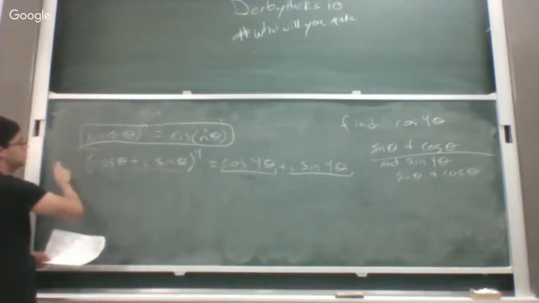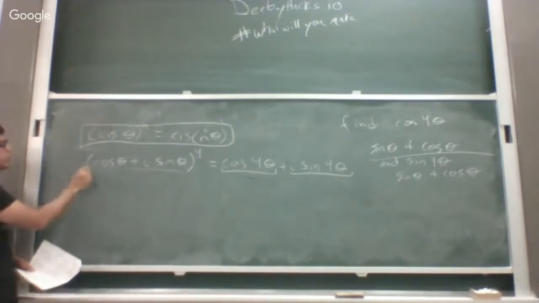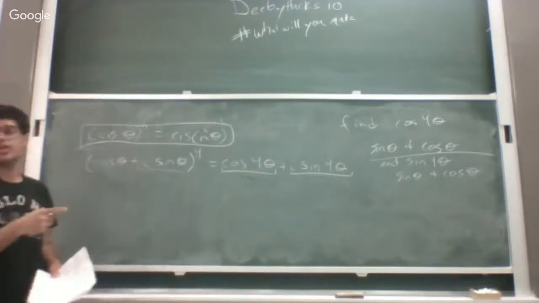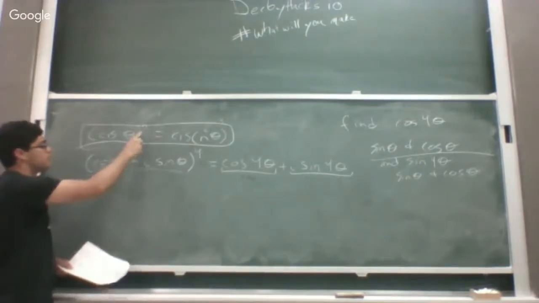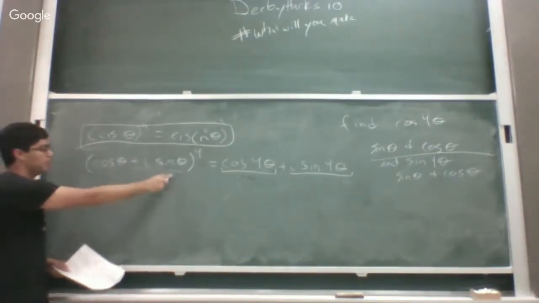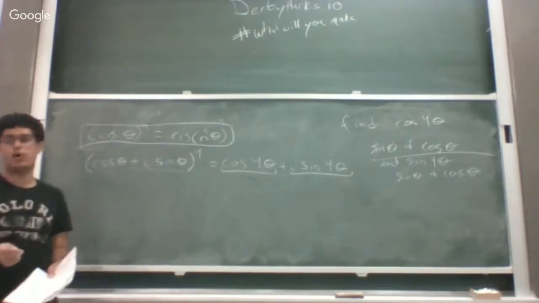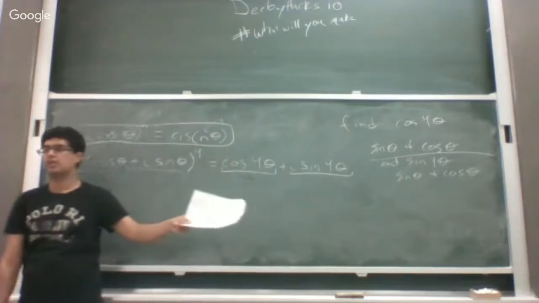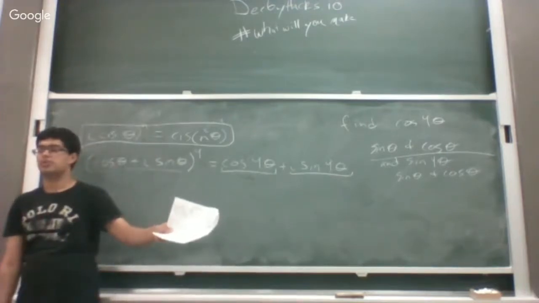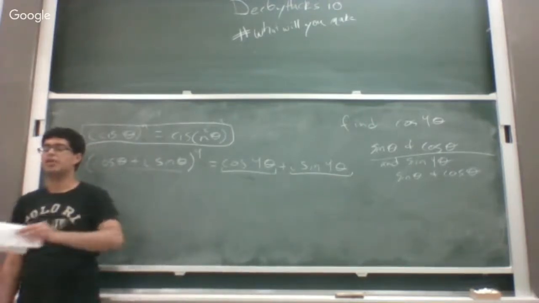Yeah. But this is what you have to know. So if they ask cosine of 5 theta and sine of 5 theta, you know your n value is a 5. So it's cosine of theta plus i sine theta, quantity to the fifth power, equal to cosine of 5 theta plus i sine of 5 theta. Did that all make sense?